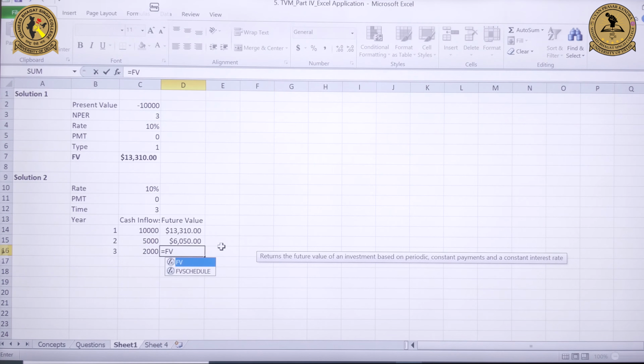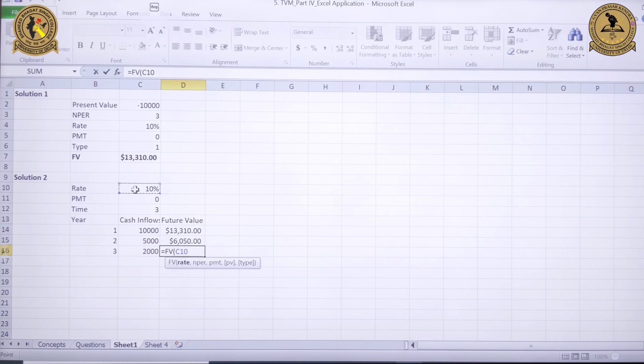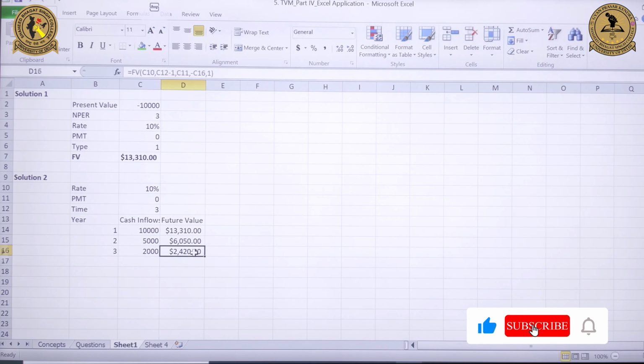Same goes for year 3 as well. Equals to FV, rate, comma, time period minus 1. I have already explained the logic behind this C12, or 3 years minus 1 year, or 3 years minus 2 years, in my previous session of compounding technique. Comma, PMT is 0. Present value minus 2,000. So this means it comes out to be 2,420.